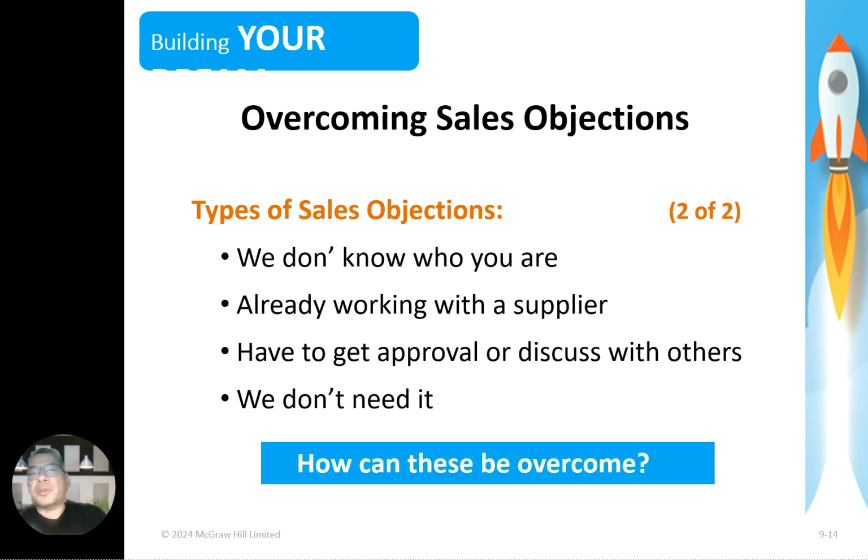Other types of sales objections. We don't know who you are. Already working with a supplier. Have to get approval or discuss with others, or we don't need it. This is the key part: how to get approval. Sometimes when I was in institutional sales, there was an approved broker list. That is the key part. You have to go to the panel to be on the approved broker list. That creates a lot of admin work.